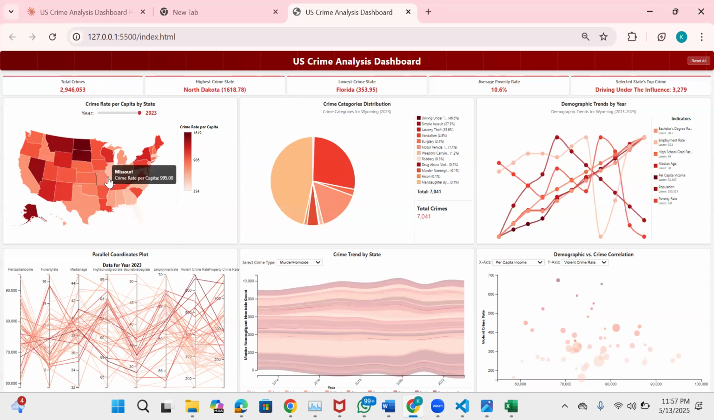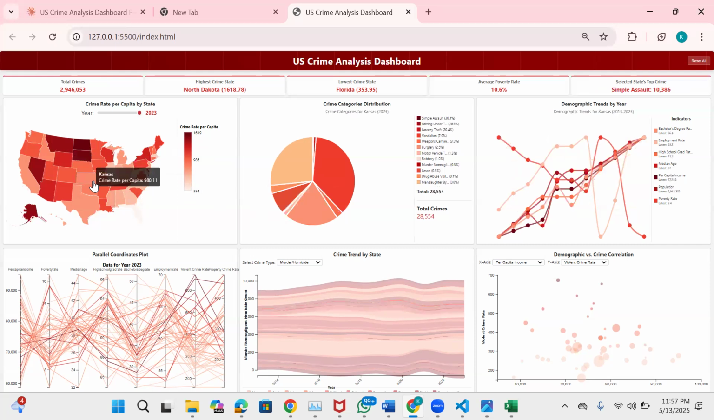Demographic trends. In the upper right corner, our line chart tracks socioeconomic indicators over the decade for our selected state, including income, employment, education rate, and poverty levels. A key finding is the strong correlation between educational attainment and employment rates in most of the states. Now, I'll walk you through the bottom three visuals.